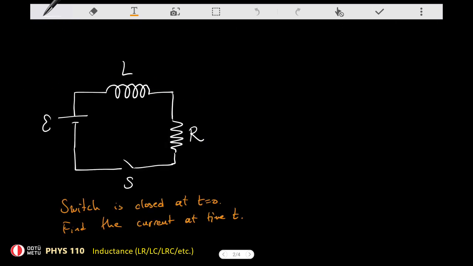Sometimes the question is like this: there's a switch in here. The switch has been open for a long time. Then at a specific time, at time t equals 0, for example, it is closed, and we are interested in the value of the current at a later time. In that case, of course, the initial conditions are also determined by this action of closing the switch. So we are going to see that the current is 0 at that time. That's going to be our starting initial condition.